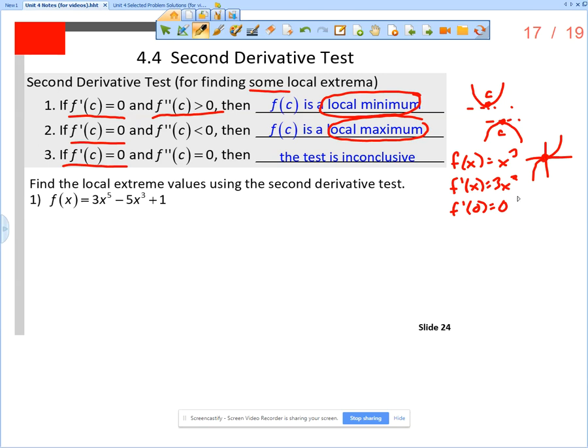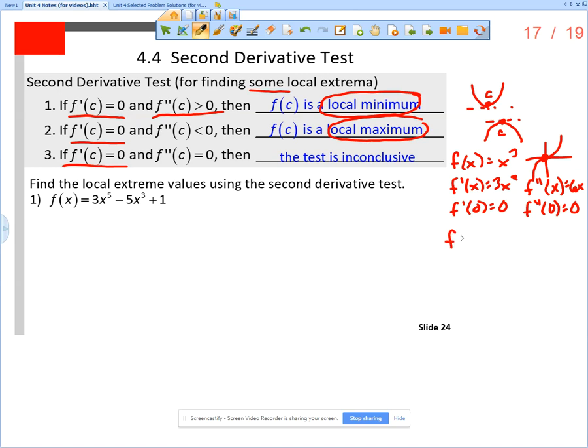All right, but now what about f double prime? F double prime of x would be 6x. That is also 0 at 0, right? F double prime of 0 is 0, right? So what can we say about x equals 0? Well, the test is inconclusive, right? It is not, in this case, a local minimum or maximum, right?